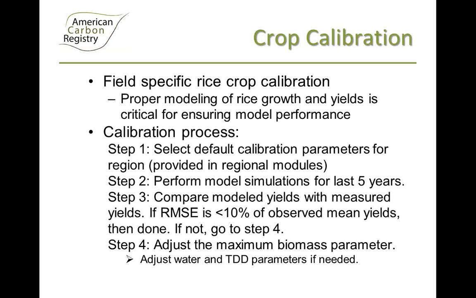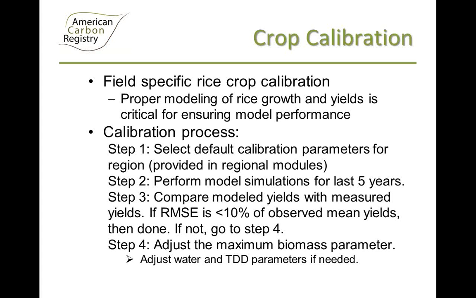Once we've pulled together all of the crop input parameters and soil and weather input parameters that DNDC requires for the methodology, the next step is to test the crop calibration to make sure that the model is simulating rice growth and yield properly. So there's a several-step process that's outlined in the methodology, where we first select default calibration coefficients for each region. You perform model simulations, so you collect the model parameters to run your simulations for the previous 5 years.